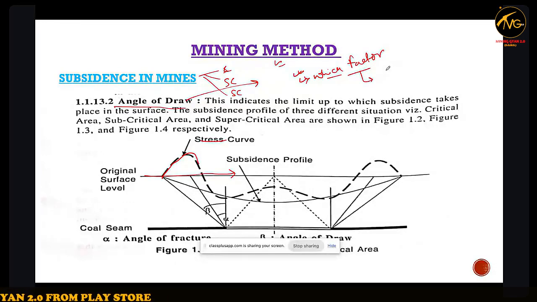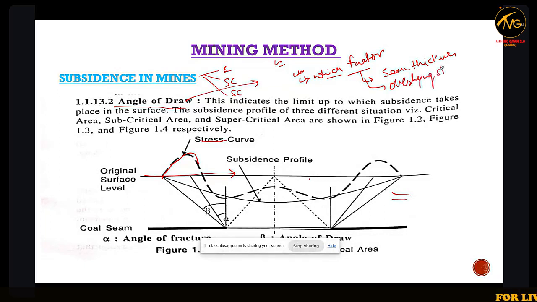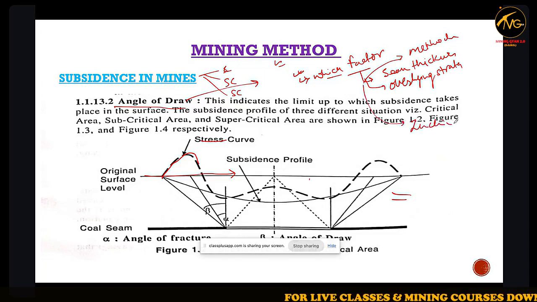First, seam thickness. Second, overlying strata. Third, method of working, which type of method we are using. Fourth, inclination of the seam. Okay.